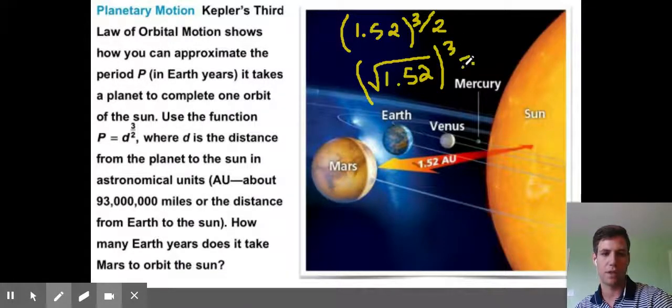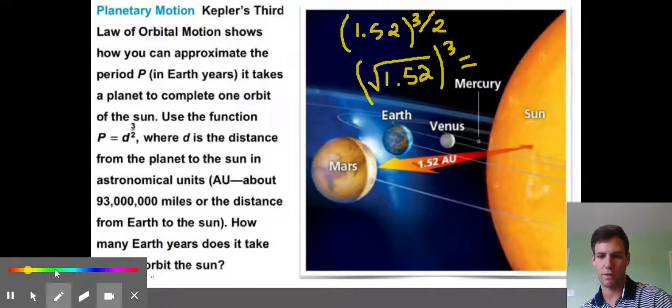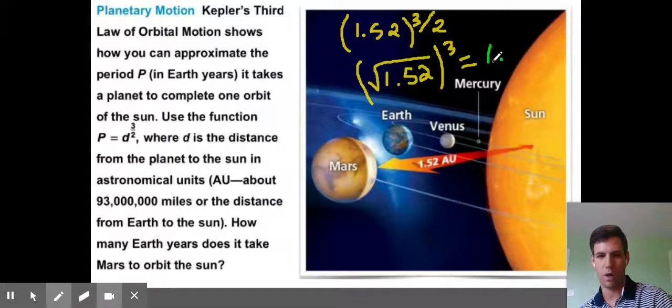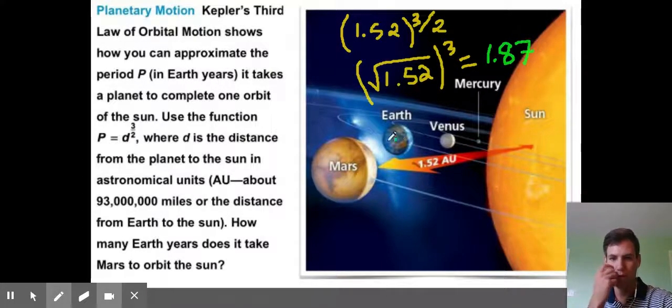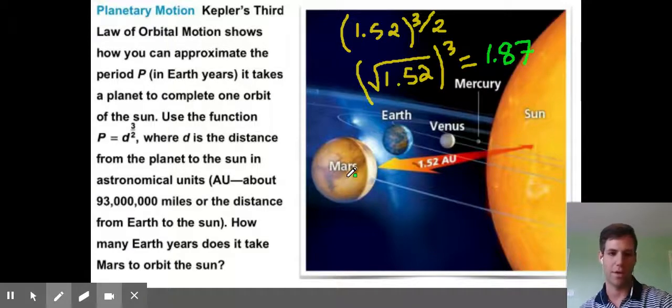So you'd have to use a calculator for this because of the decimal involved. So grab a calculator and put that in to see what you get. The answer that you should have arrived at would end up being 1.87. And remember, what we're finding here is the period in Earth years. So 1.87 Earth years will be the same thing as Mars' 1 year. So that's how much farther away Mars is from the sun, and it takes that amount of more time to go 1 full rotation, which is a year for us here on Earth.